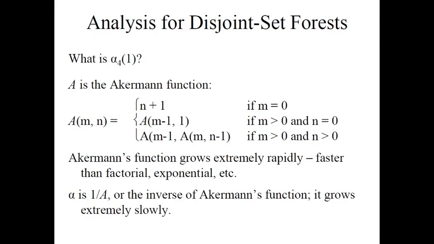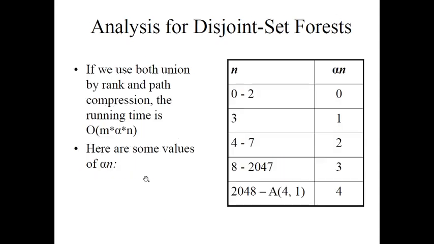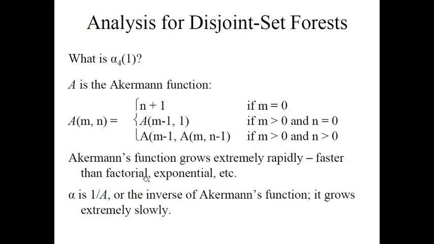An analysis of disjoint set, and this is actually Ackermann's function. A of m, n is going to be n plus 1 if m equals 0, A of m minus 1 comma 1 if m is greater than 0 and n equals 0. Otherwise it is going to be A of m minus 1 comma A of m comma n minus 1. This Ackermann's function grows extremely rapidly, faster than factorial and exponential, and alpha is 1 by A, that is the inverse Ackermann's function, so it grows extremely slowly. That is why we have used alpha. Alpha is actually the inverse, therefore it grows extremely slowly.